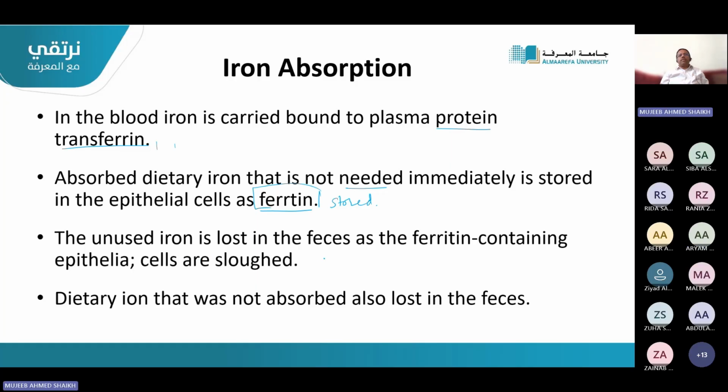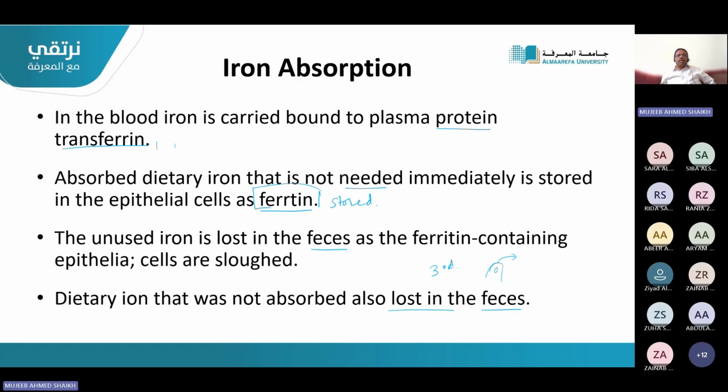Unused iron will be lost in the feces along with the epithelial cells, because every third day, or after every 3 days, the epithelial cells on the surface will be renewed and changed. So anything stored there, like iron, will also be gone outside. So dietary iron that is not absorbed will also be lost in the feces.